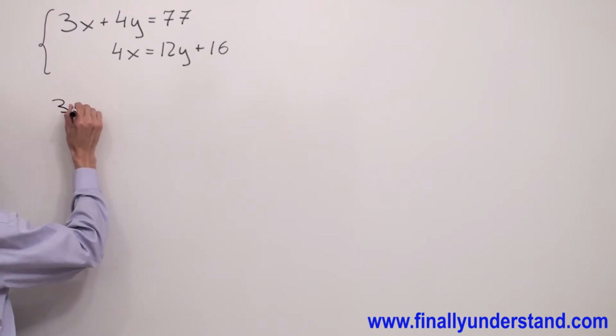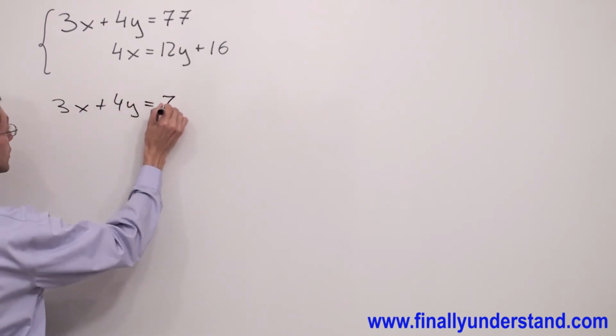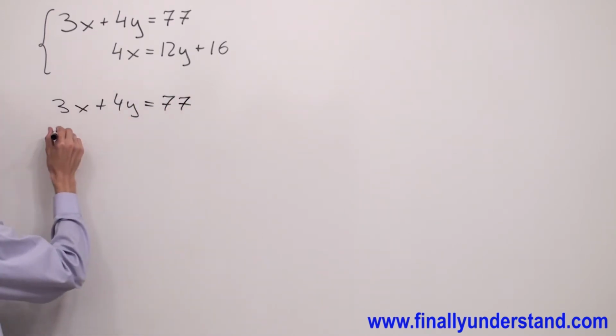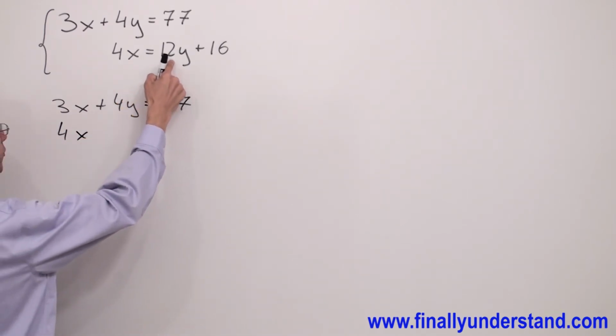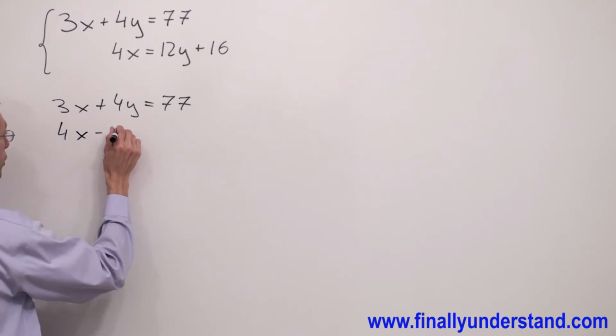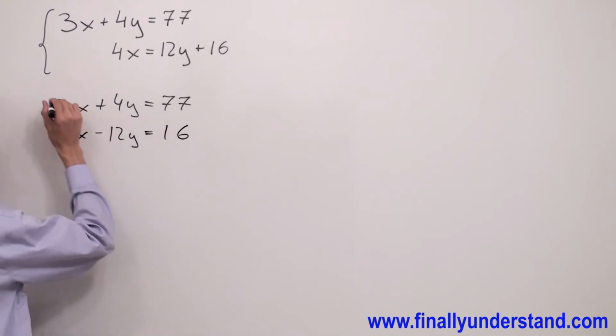We have 3x plus 4y is equal to 77. Copy down 4x, bring down 12y to the left side. Remember, you have to change the sign, so I have 4x minus 12y equals 16.